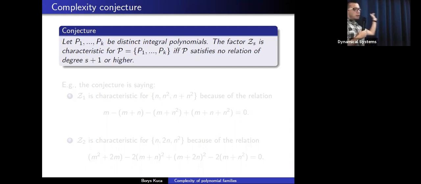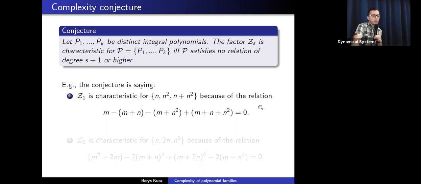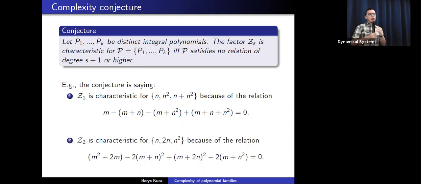Now, this sounds very abstract when you see it like this. So once more, it's easier to understand it if I give you some examples. For instance, if we look at the family n squared, n plus n squared, I showed you before that it satisfies exactly this one relation. And what the conjecture is saying in this case is that the factor Z1 is characteristic for this family. For the second family that I discussed, so n and n squared, the highest degree relation that it satisfies is quadratic. It's the relation given at the bottom of the slide. So what the conjecture is saying is that the factor Z2 is characteristic for this family.